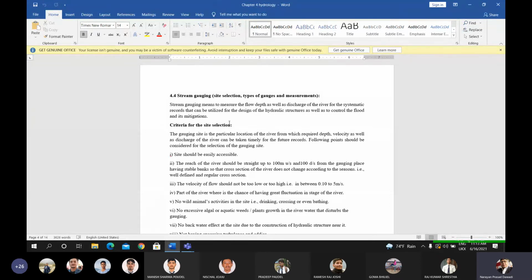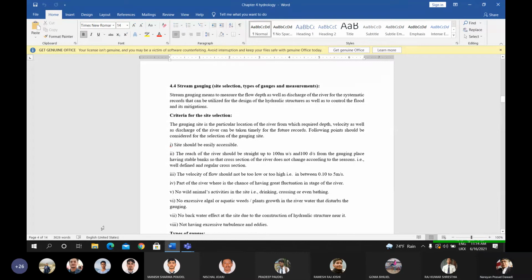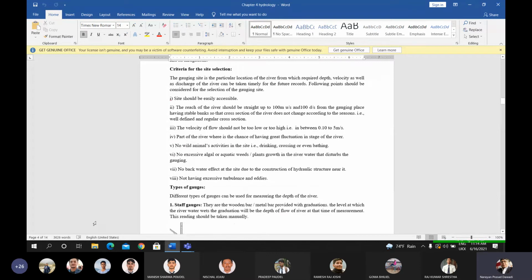Okay, the site is accessible. We can go and measure the parameters of the river at that site easily. That site is reachable. The site must be straight up to 100 meters on the upstream side and 100 meters on the downstream side, and the site must not be a meandering site. A meandering site is not considered there. And there is no generation of eddies and turbulent flow at the place of the measuring site. These are all the points that should be considered.